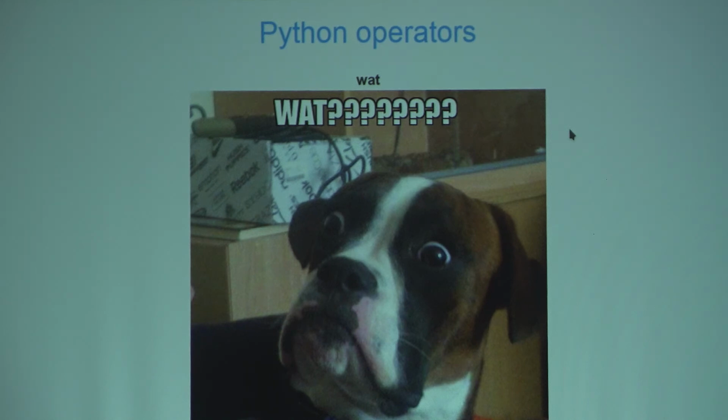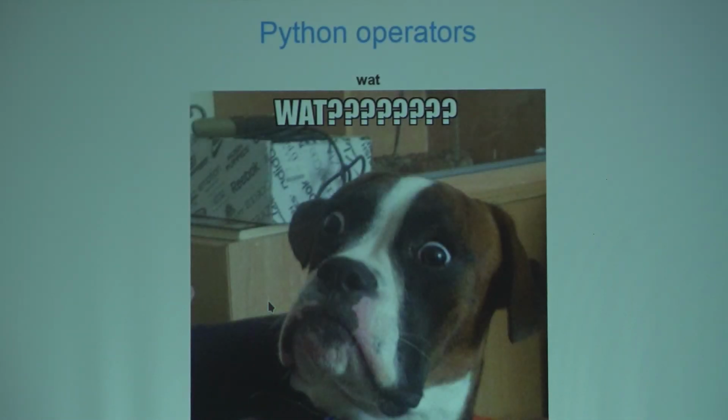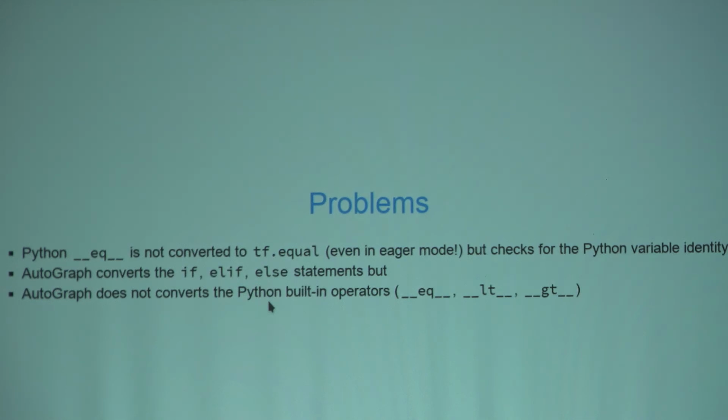Perfect. So, we have defined a function that, when evaluated, enters in this branch. So, A is greater than B, no. A is equal than B, no. A is lesser than B, no. Okay, so what is it? Amazing. The problem here is that the equal operator is not converted to tf equal.